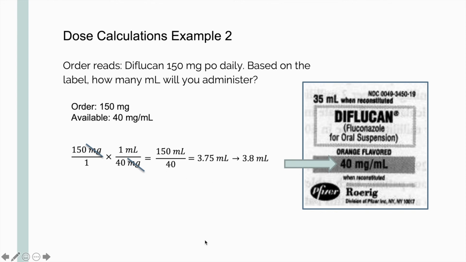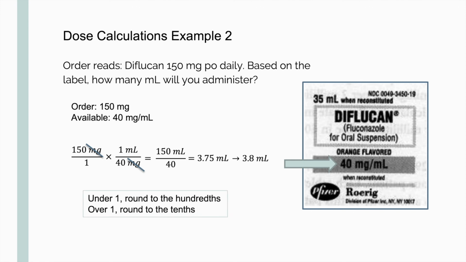Now we need to round this to 3.8 milliliters because of our rounding rules. Under 1, we're going to round to the hundredths, and over 1, we round to the tenths. That's based off of our syringes. When our syringes are under 1, each line is at the hundredths place. When our syringes are over 1, we have a line at the tenths place. So make sure you remember under 1 round to the hundredths, and over 1 round to the tenths.